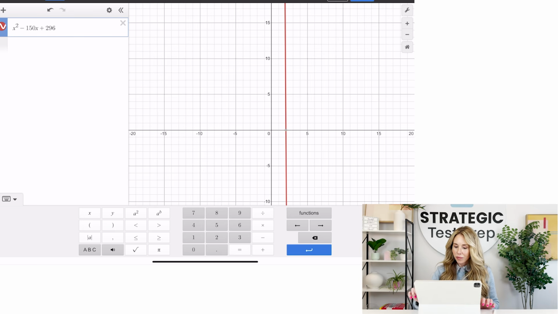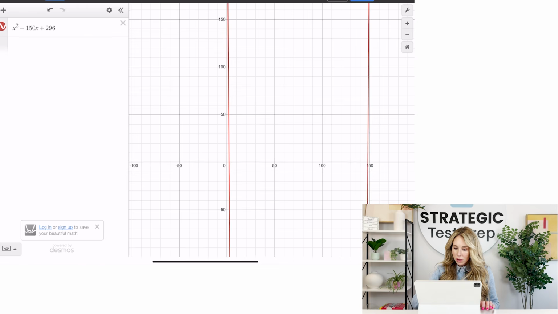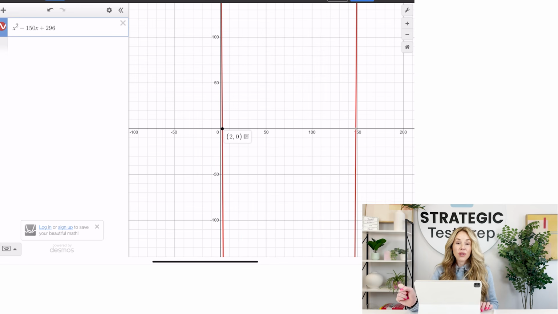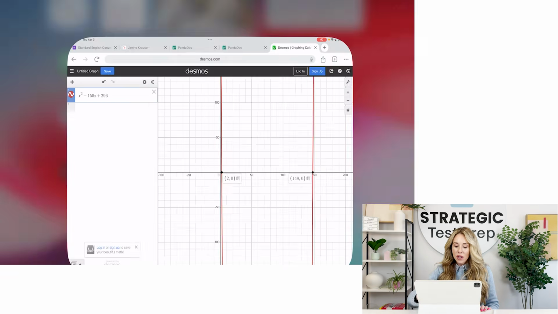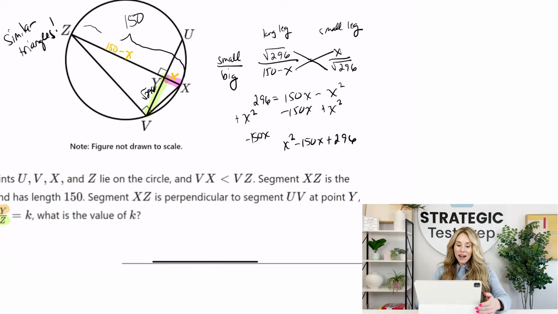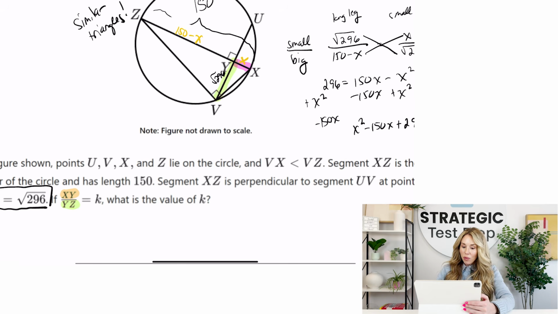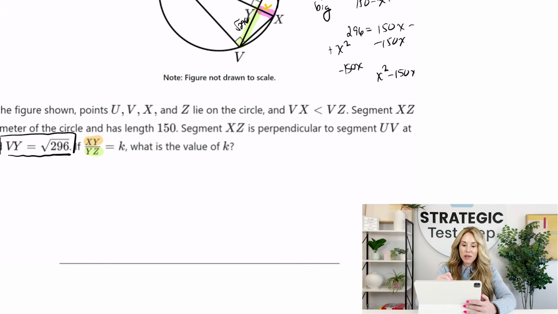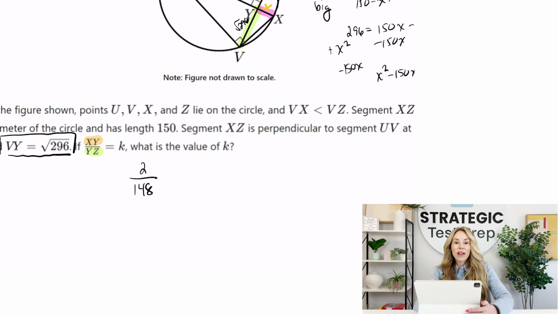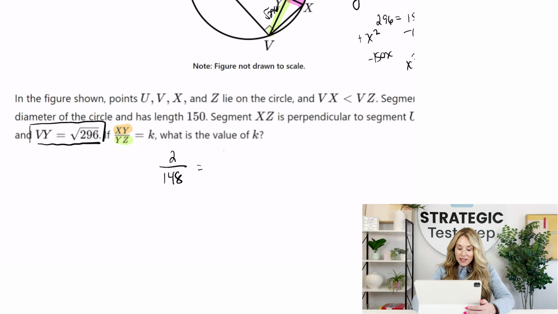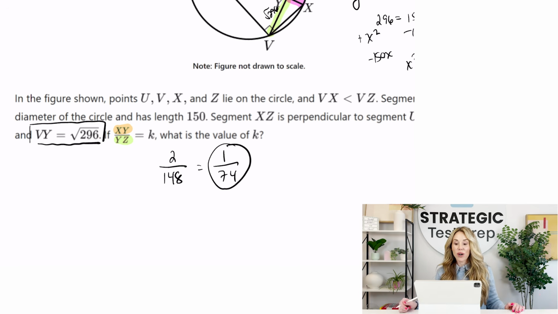All right, let's zoom out. We have one solution at 2 and another one at 148. That makes perfect sense because that means XY needs to be 2, and then 150 minus 2, so YZ is 148. So when we set XY, which is 2, over YZ, 148, we get k. You can simplify that down to 1 over 74, or you can put it in decimal form if you want.